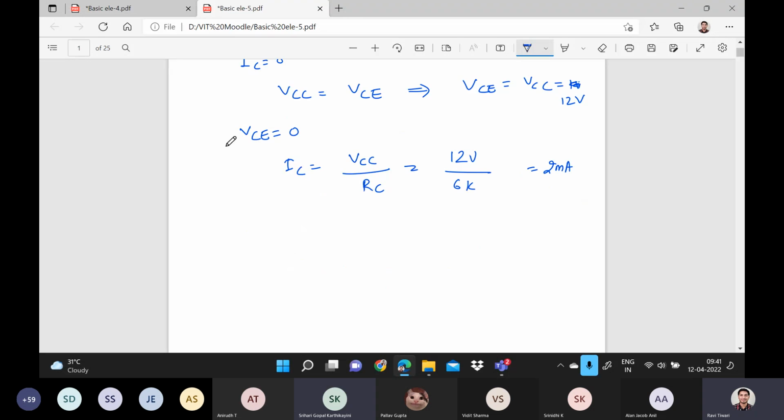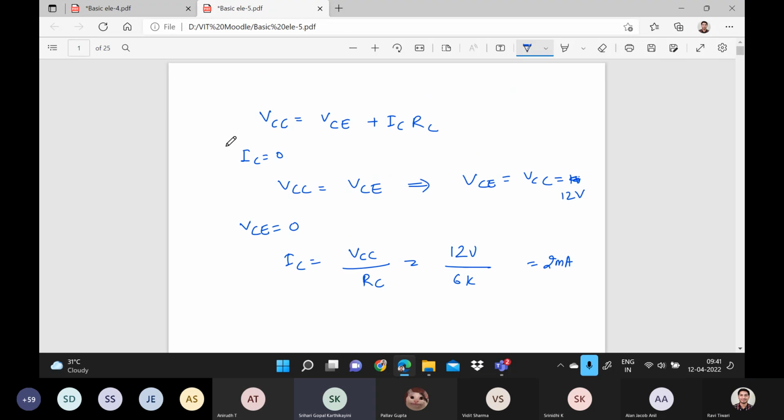So by this you can draw. Was it mentioned that IC is 0? Yes, sir. Was it given in the question that IC and VCE will be 0?